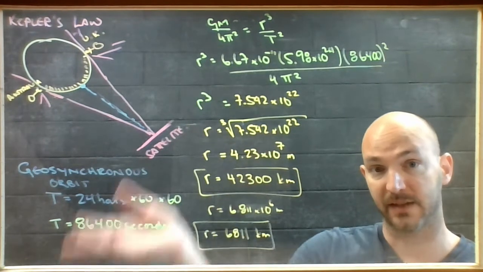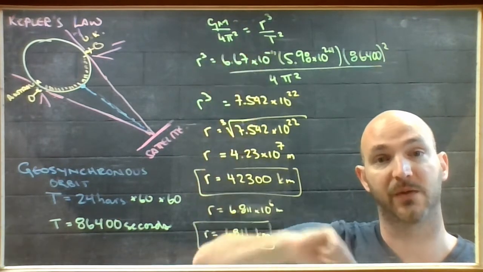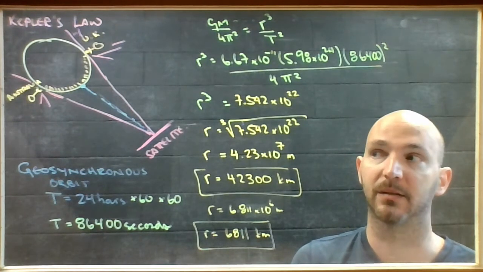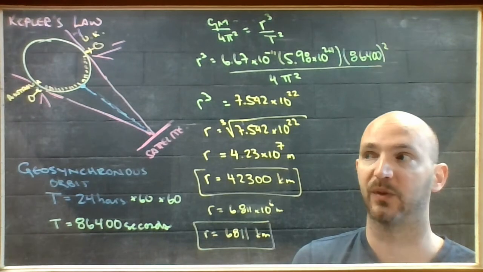So that's the basics of Kepler's law. There's only two things you can solve. You can either be given a time and solve for the radius, or you can be given a radius and asked to solve for the time. So the practice questions ask you to do a little bit of this work for Mars. So I will leave you to try those.